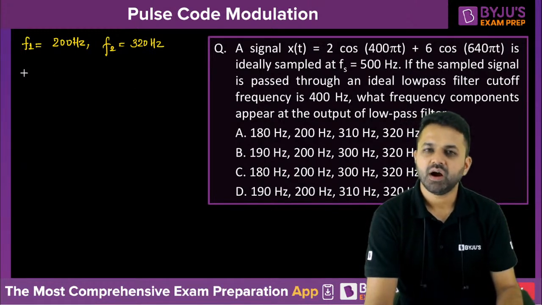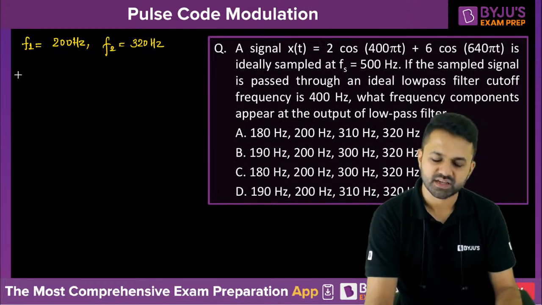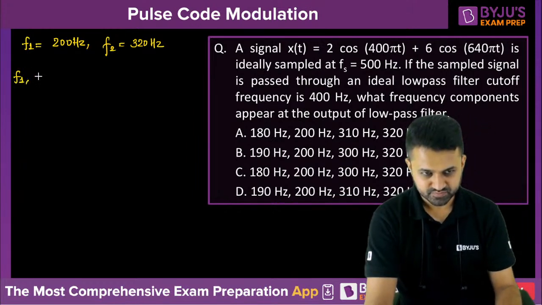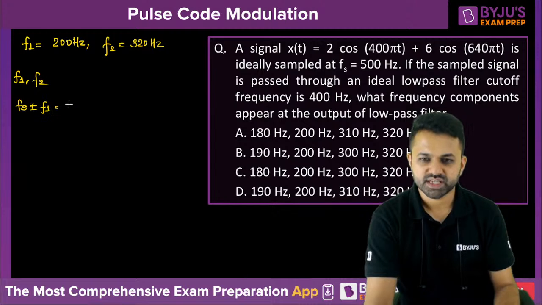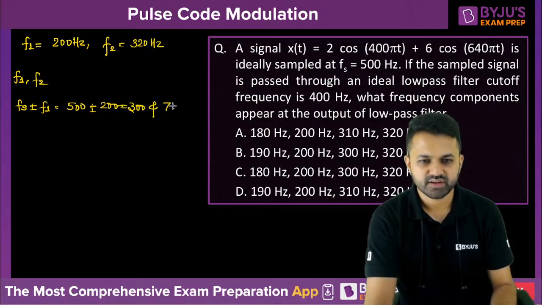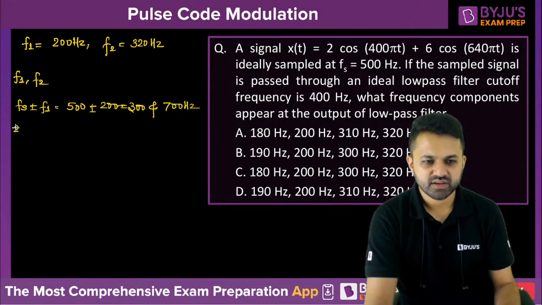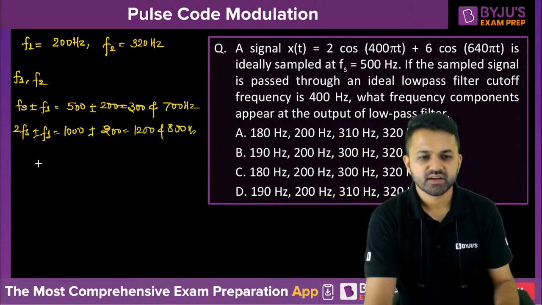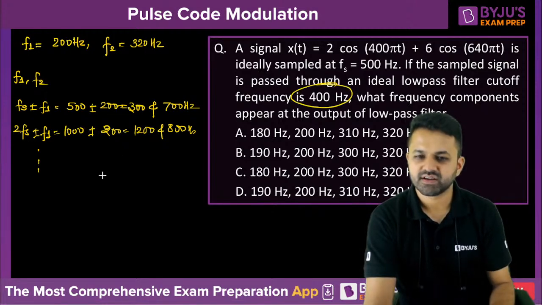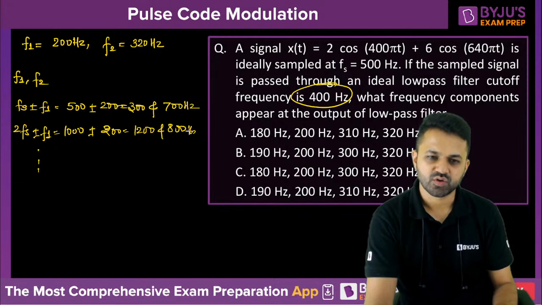So whenever we sample a multi-tone signal, the frequency components which appear at the output are f1 and f2, and then fs plus minus f1, which is 500 plus minus 200, that is equal to 300 and 700. Then 2fs plus minus f1, so it is 1000 plus minus 200, that is 1200 and 800 and so on, because 400 is the cutoff frequency of the filter, so we are not going beyond this.